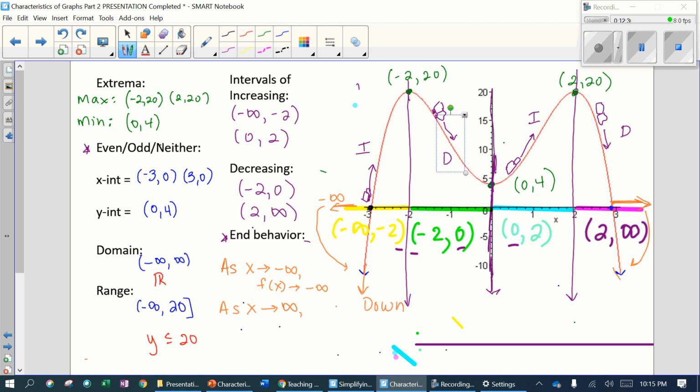Okay, right side, I'm looking over here as I'm going in this direction. Which way are the y's going? Which way is the graph pointing? Well, it's also pointing down. So you would say f of x goes down, which is -infinity. Okay, so there's one whole example from start to finish, all the characteristics that you'd need to be able to identify. It's kind of a messy graph.